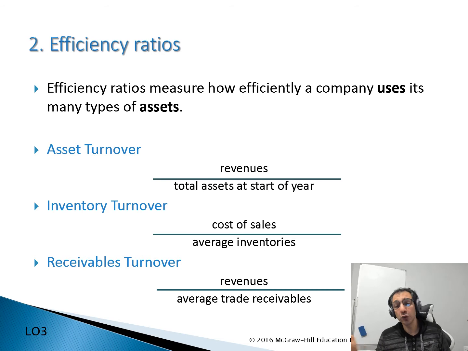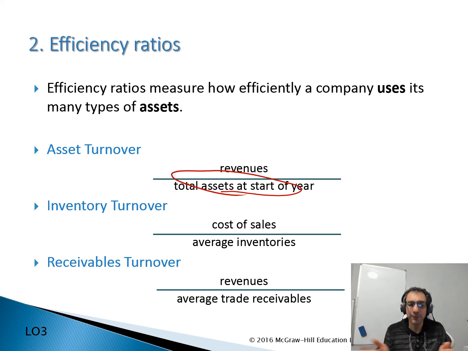In different sources, in different textbooks, in different references, you will see some of these definitions are different. For example, for the asset turnover, in some sources we use average assets. We don't use the assets at the beginning of the year or the assets at the end, we use the average assets. And what is the average assets? You find the assets at the beginning of the year, plus assets at the end of the year, and divide it by 2. So it seems a more accurate way to measure the asset turnover.